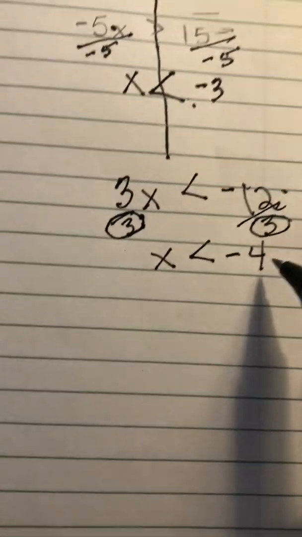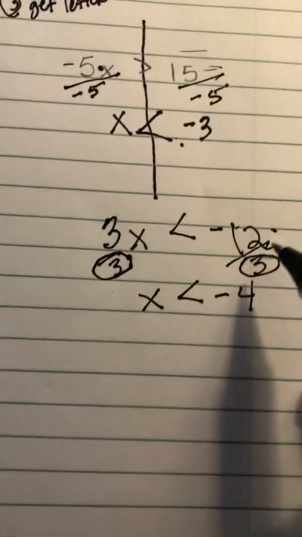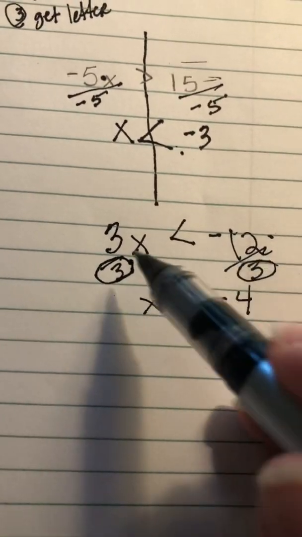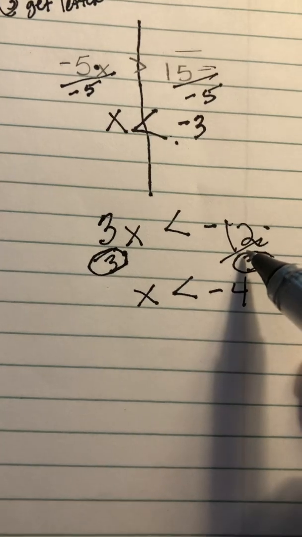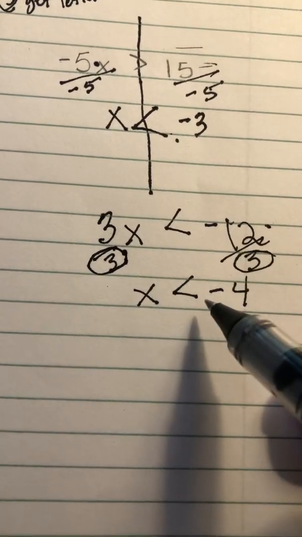It's okay if the answer is negative or any of the other numbers are negative. The action that you take with multiplication or division, if it's with a negative number, then you flip the inequality. If it's not, then you don't.